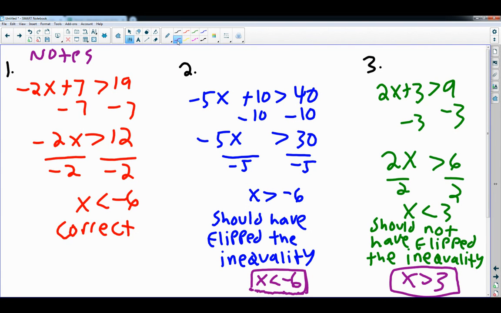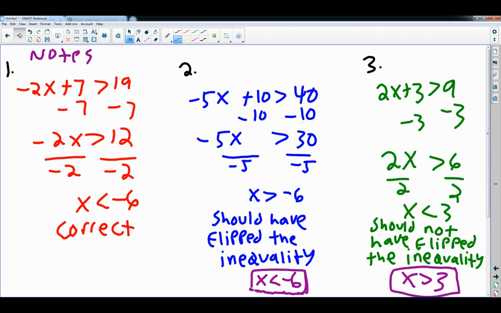Okay, so the next 3 are very similar. Your answers are going to be the same. You've got to copy the problem and state your reasoning. Your reasoning is either going to be correct, should have flipped the inequality with the correct answer, or should not have flipped the inequality with the correct answer.